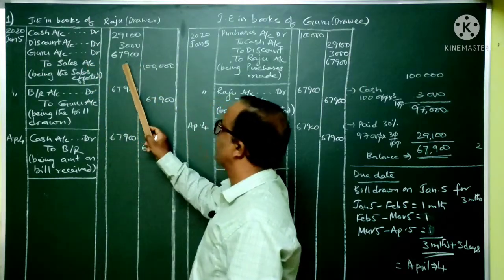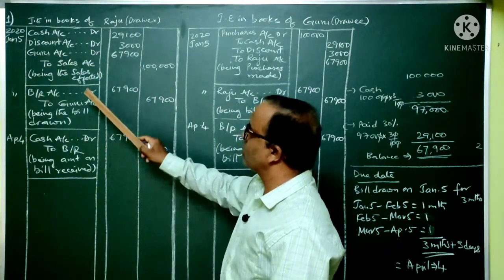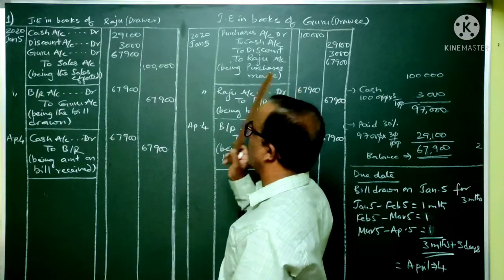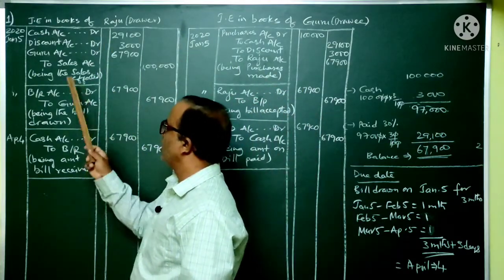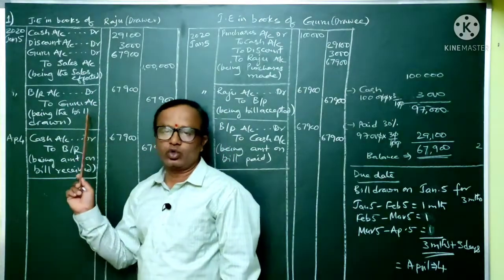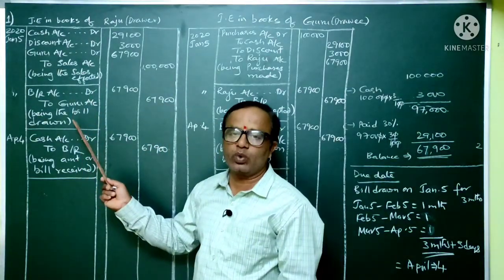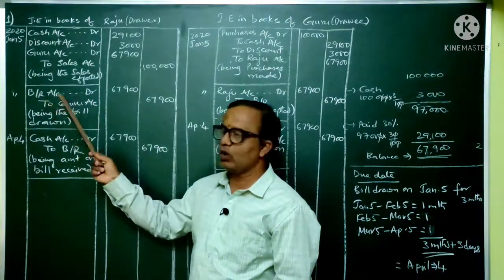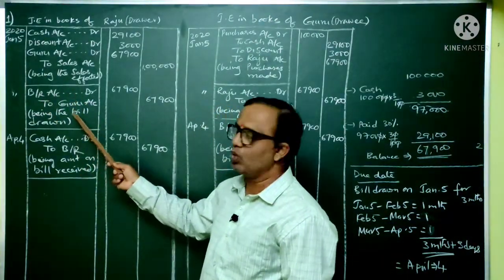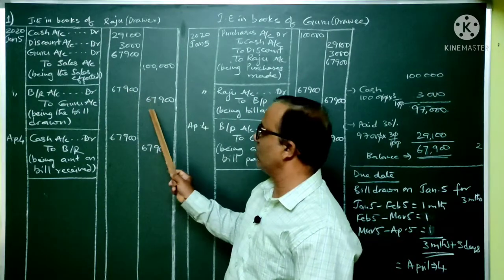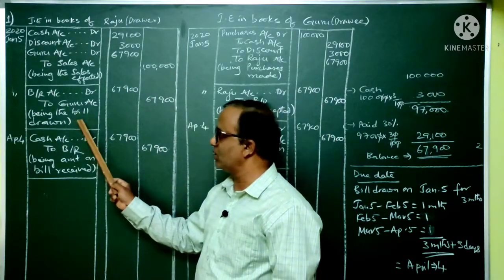Now coming to the remaining amount of 67,900, he has drawn a bill on Guru. So Raju has drawn a bill on Guru. Think from Raju's point of view. When he has drawn, he is the drawer of the bill. So in the books of the drawer, when the bill is drawn, what is the entry? Bills receivable account debtor to drawee. In other words, bills receivable account debtor to Guru for 67,900, being the bill drawn for 3 months.